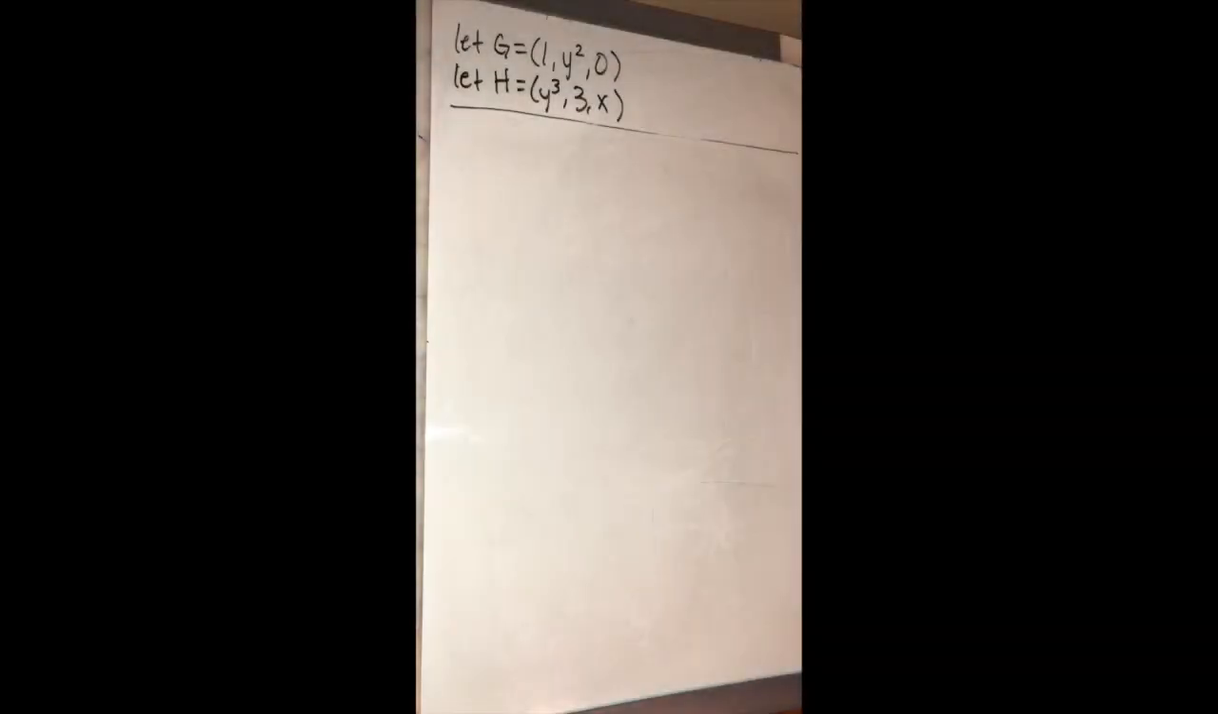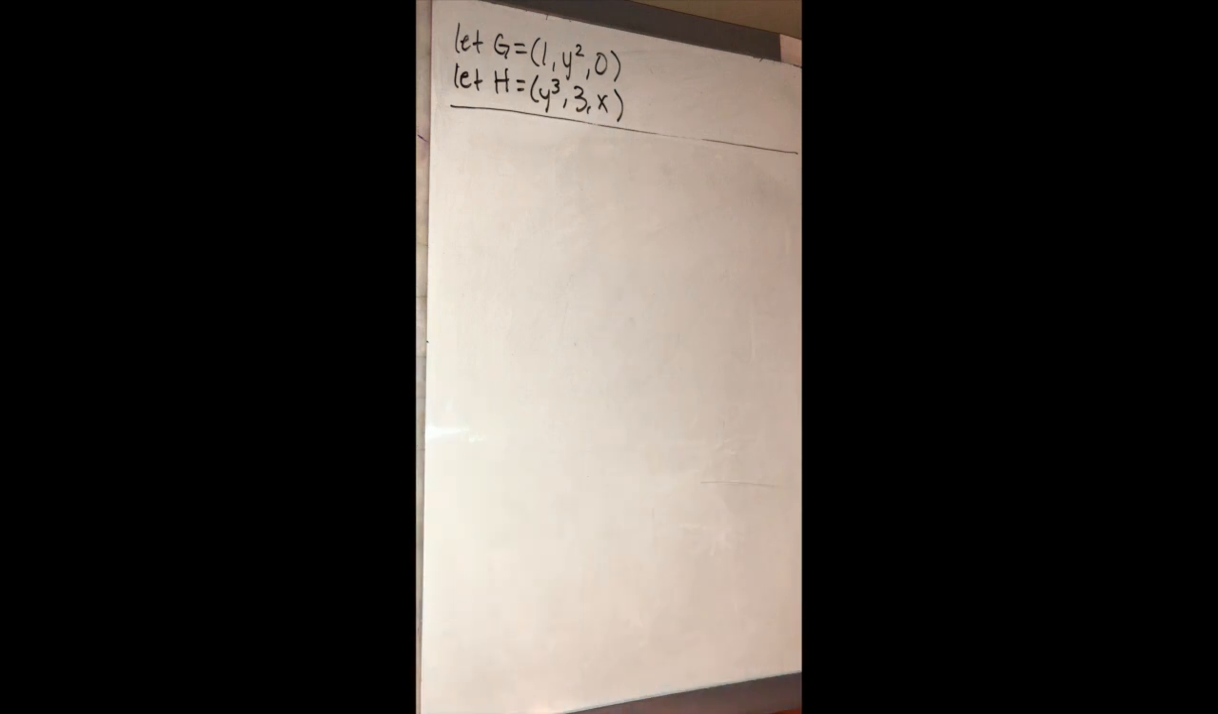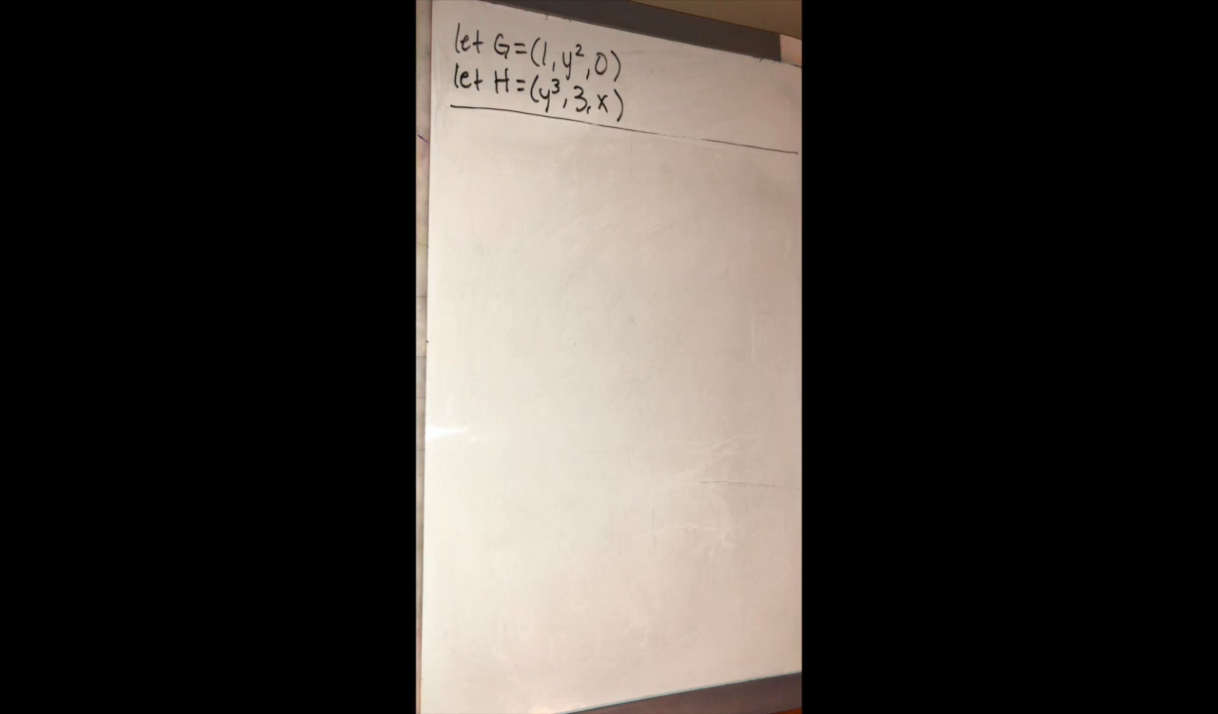I'm in section 12, and in this video I'm going to introduce irrotational and incompressible vector fields. In this example, we want to prove that the vector field G is irrotational but not incompressible, and that the vector field H is not irrotational but incompressible.